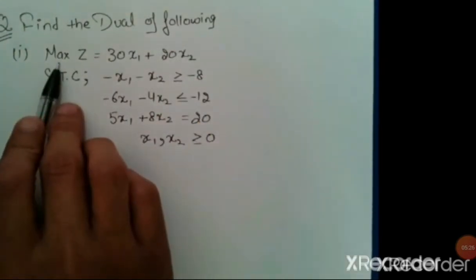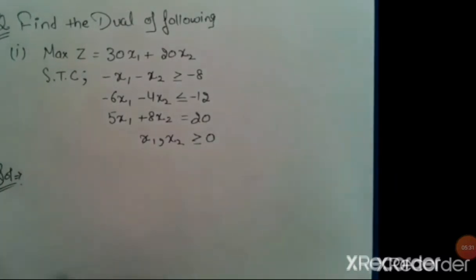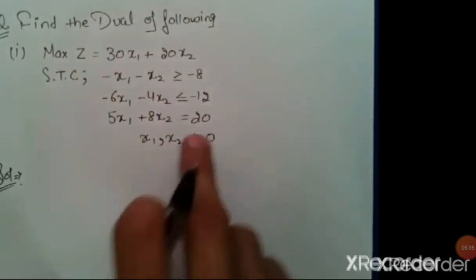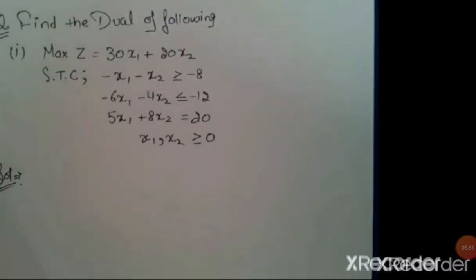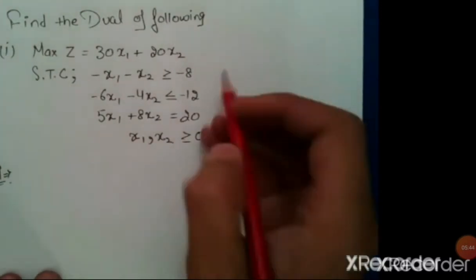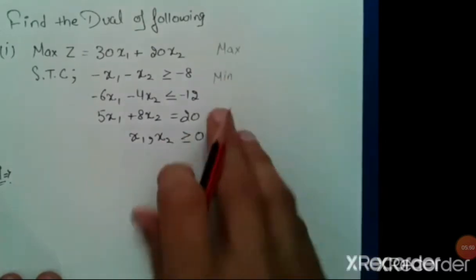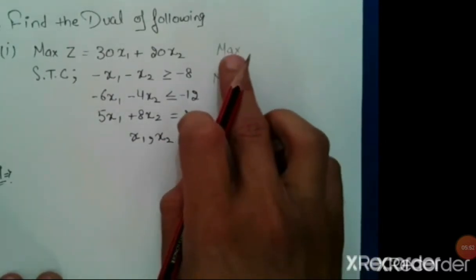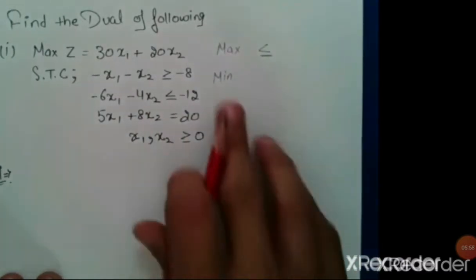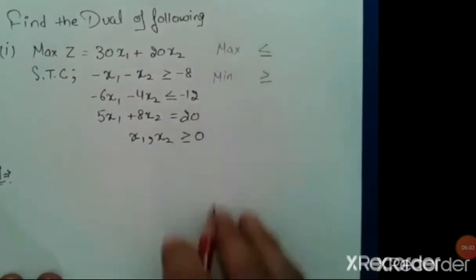Find the dual of the following. Maximize Z. In this session we will discuss only the dual, how to get a dual from a primal. So this is a primal equation. Let us see whether it is in standard form or not. If maximization is there, there should be a less than or equal to sign. And for minimization there should be a greater than or equal to sign.